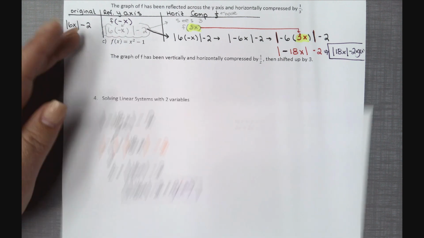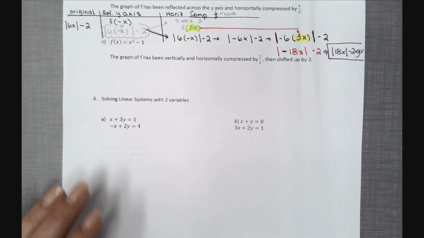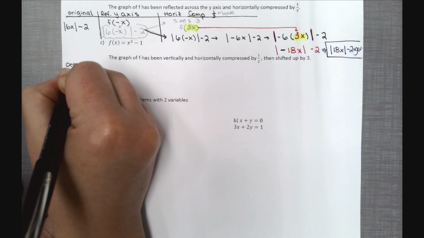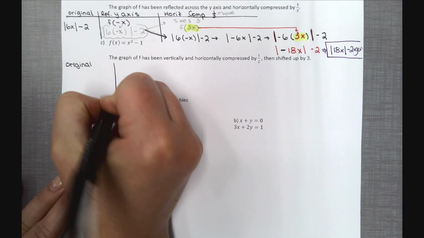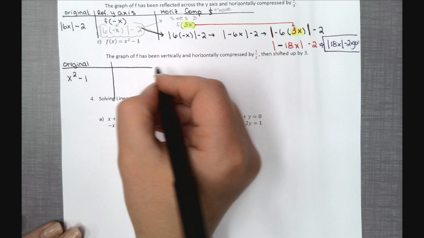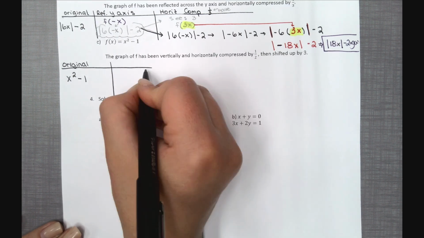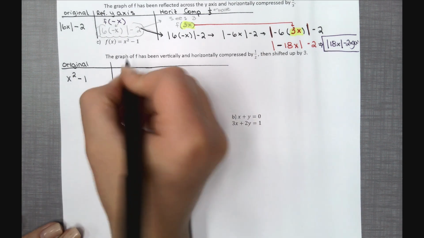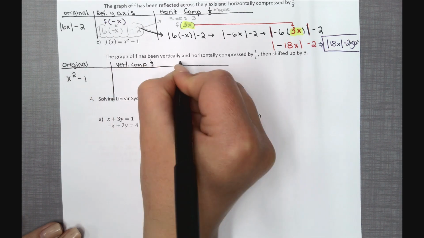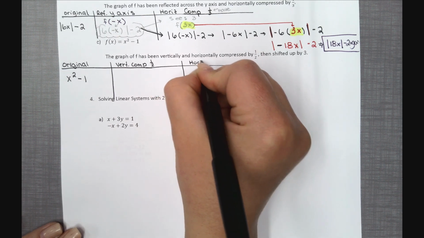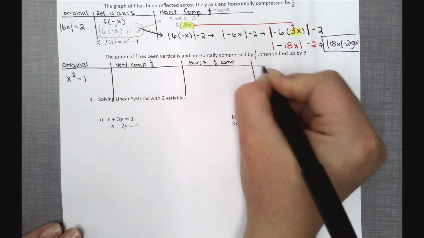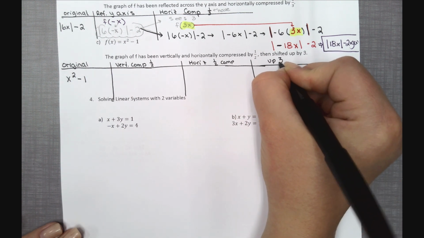Okay. Moving on to C. C kind of has a little bit more space. We'll see. No pun intended. Okay, so we have the original, and the original is x squared minus 1. The graph has been vertically and horizontally compressed by 1/2. So be careful here, there are 2 steps in one. So vertical compression is 1/2 and horizontal compression is 1/2, good. And then it's shifted up by 3.